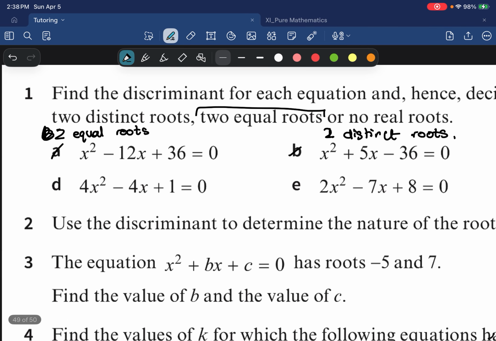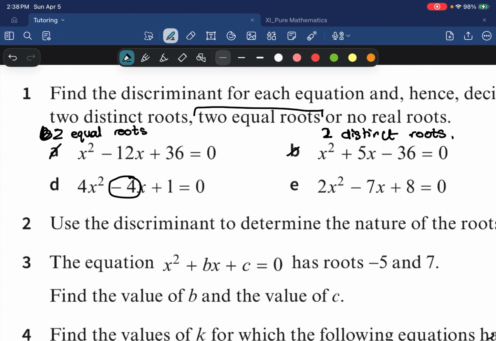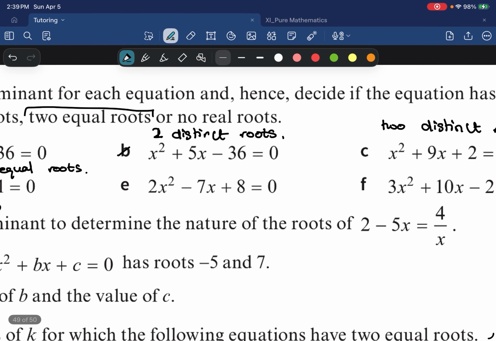All right. So for D, b squared, so minus 4 squared is 16, minus 4 times a times c. So this is 0, right? So this has two equal roots, or one repeated root, however you want to say it.